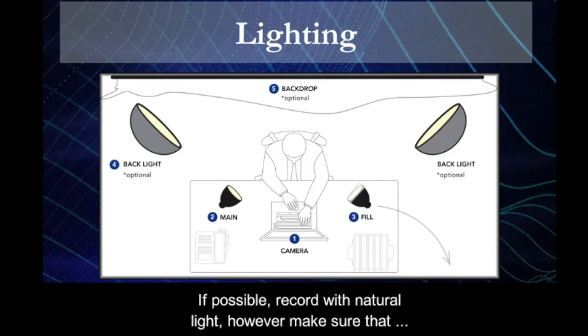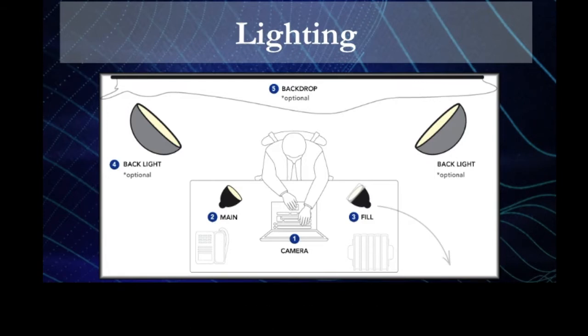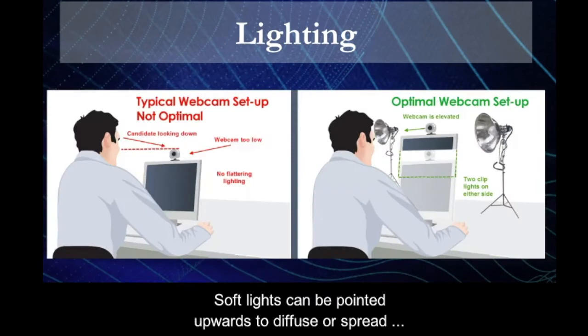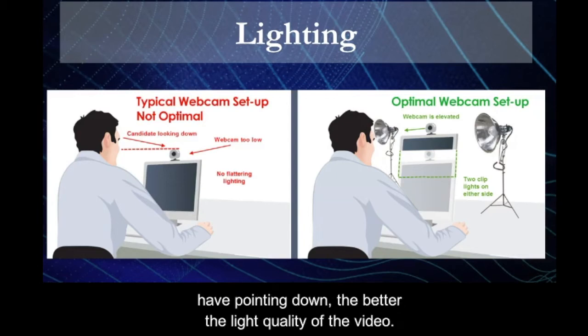Lighting is an important aspect of recording, so it should be adjusted to get the best quality. If possible, record with natural light. However, make sure that no harsh lighting is behind you because the camera will pick this up and create a halo. Soft lights can be pointed upwards to diffuse or spread out the light a little bit more, but the more light that you have pointing down, the better the light quality of the video.